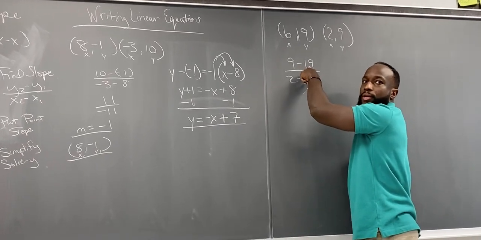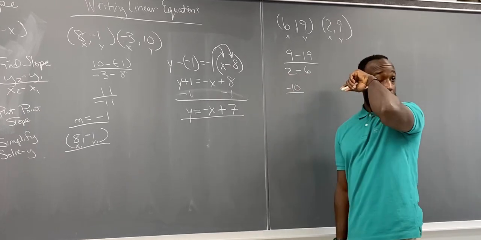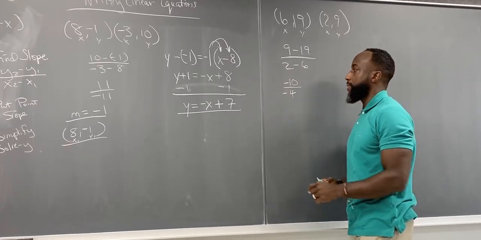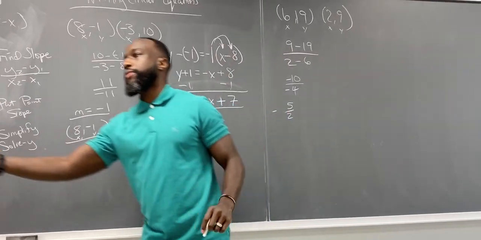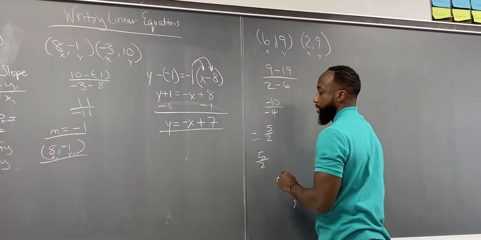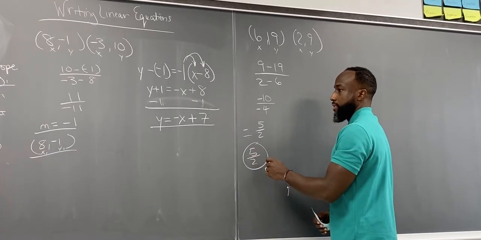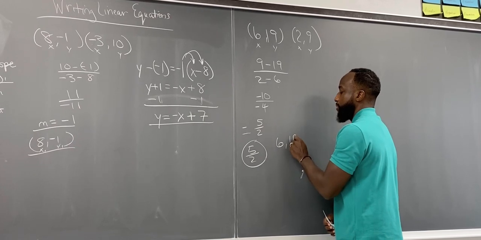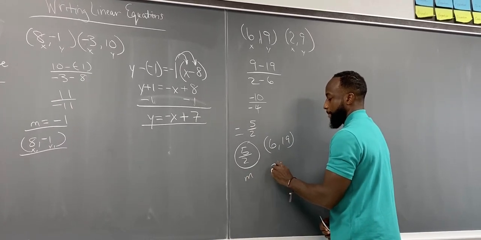9 minus 19 is -10. 2 minus 6 is -4. -10 over -4 simplifies to 5 over 2. So the slope is 5 over 2. We got the slope and we got a point. Let's use this point, 6, 19. So this is m, and this is a point.